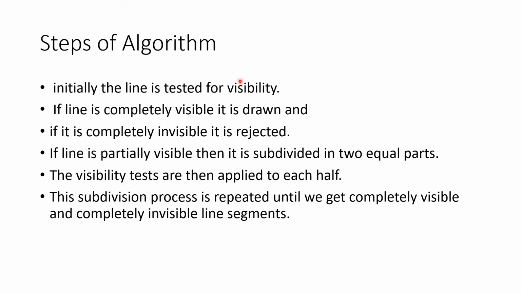If the line is completely visible it is drawn, and if it is completely invisible, then it is rejected. So we are clear between these two things, when it is drawn and when it is rejected. If the line is partially visible, then it is subdivided into two equal parts, basically for finding the midpoint of that line. The visibility tests are then applied to each half. This subdivision process is repeated until we get the completely visible and completely invisible line segments. So we can differentiate between the visible and invisible line segments.